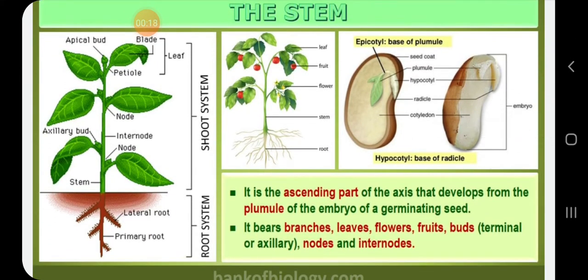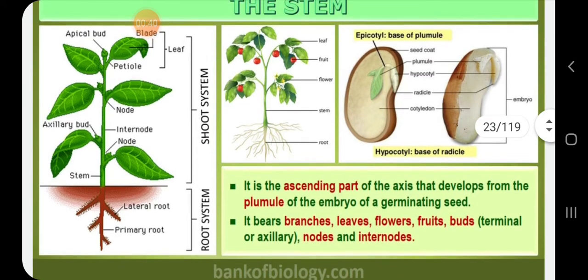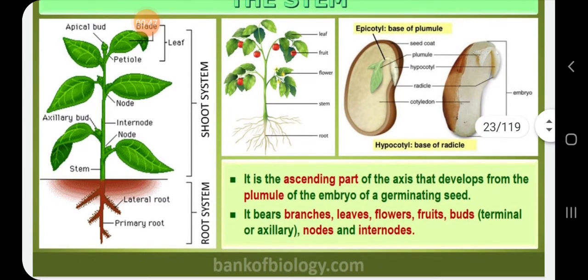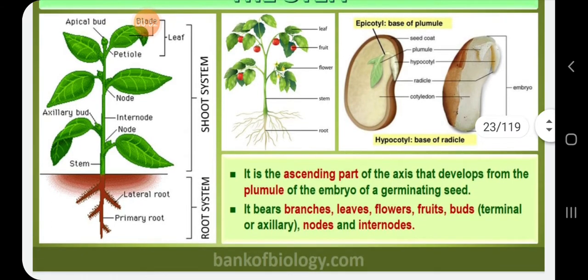Now, it is the ascending part of the axis that developed from the plumule of the embryo of a germinating seed, and you can see that there is a plumule part which is growing into a leaf, and then it is having a radicle part which we have already talked about, and it consumes the cotyledon reserve food and then develops into a new leaf.